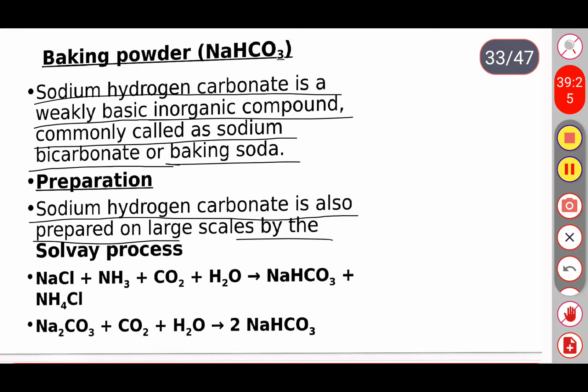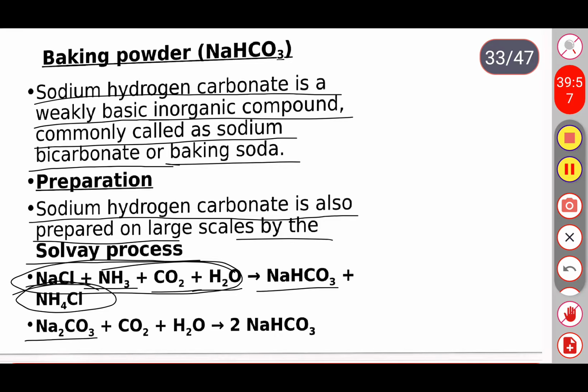See the Solvay process. In this process we add sodium chloride, ammonia, and carbon dioxide along with water. By the addition of all these four components we will get sodium hydrogen carbonate, or baking powder, along with ammonium chloride. When sodium carbonate is combined with carbon dioxide and water, what will we get? We get the same compound, that is sodium bicarbonate.